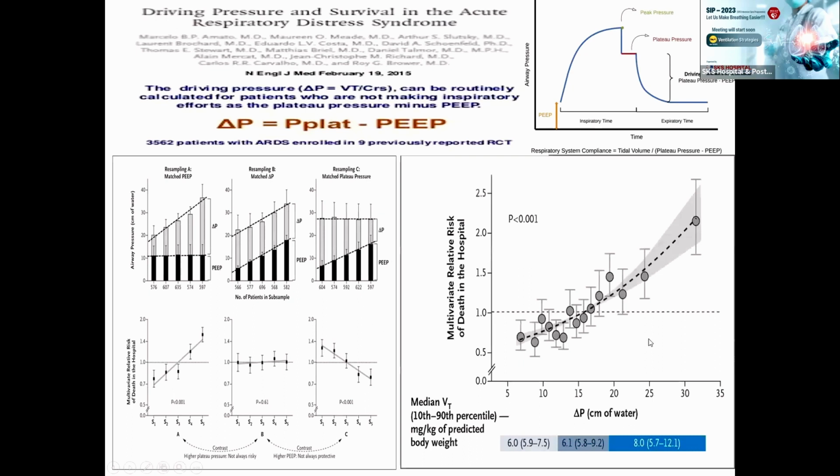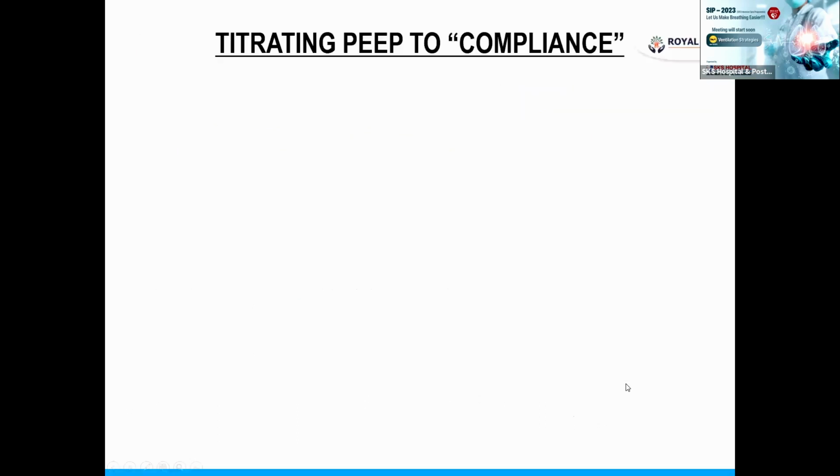So in the same study, they found out that a delta pressure or driving pressure of around 60 is optimal. So whenever you have a delta pressure of around 60, it means it is optimal. If it is going above 20, it means that patient is worsening.